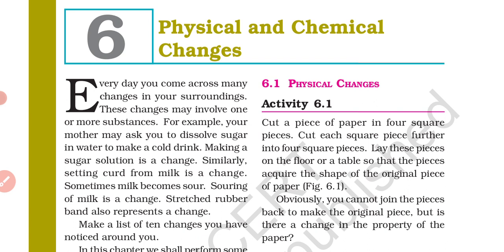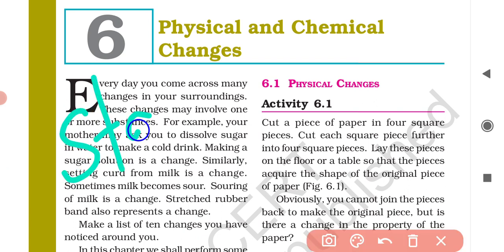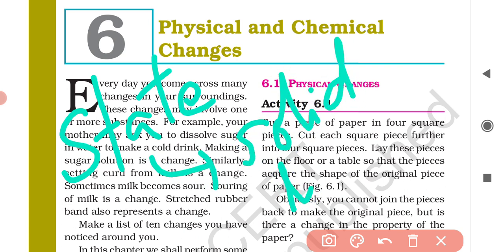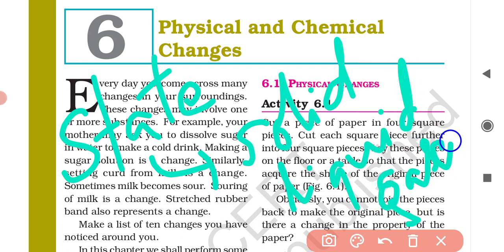We have seen many substances around us, right? We are usually seeing various substances around us, and all these substances have certain properties, such as state. First of all, we'll consider the state. What are the three physical states? Solid, liquid and gases. Okay, basically the three states of matter, right?